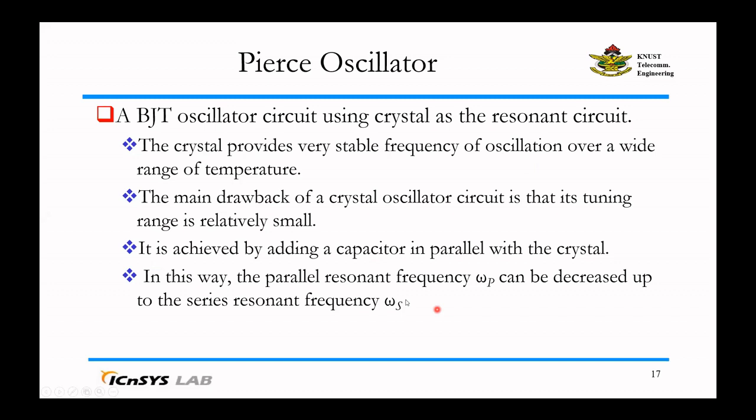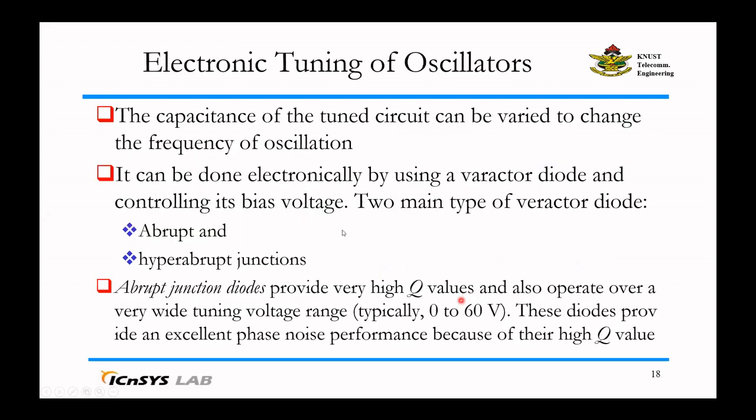But this can be somehow mitigated by adding a capacitor in parallel with the crystal, so that the capacitor can be varied, and then the resonant frequency varied. So that the capacitor of the tuned circuit can now be varied to change the frequency of oscillation, as I said before, okay?